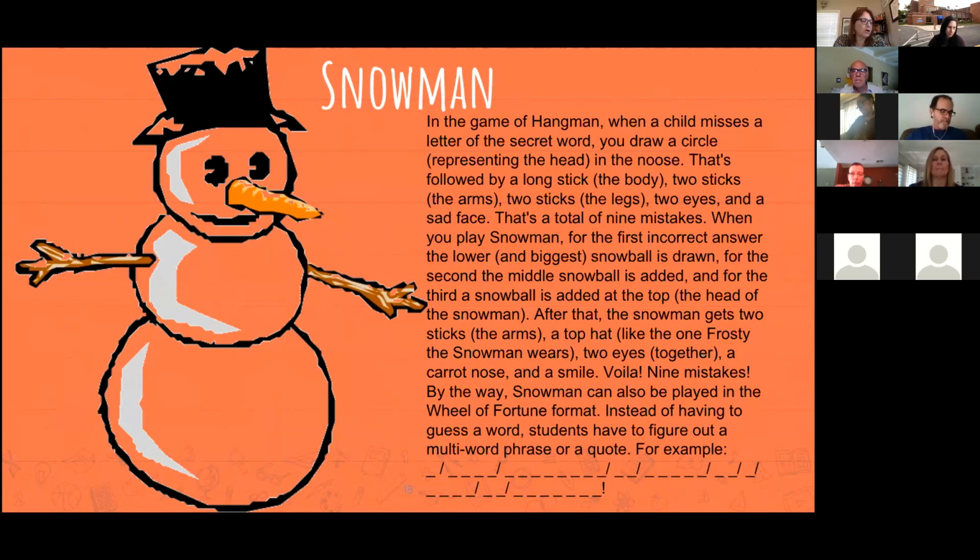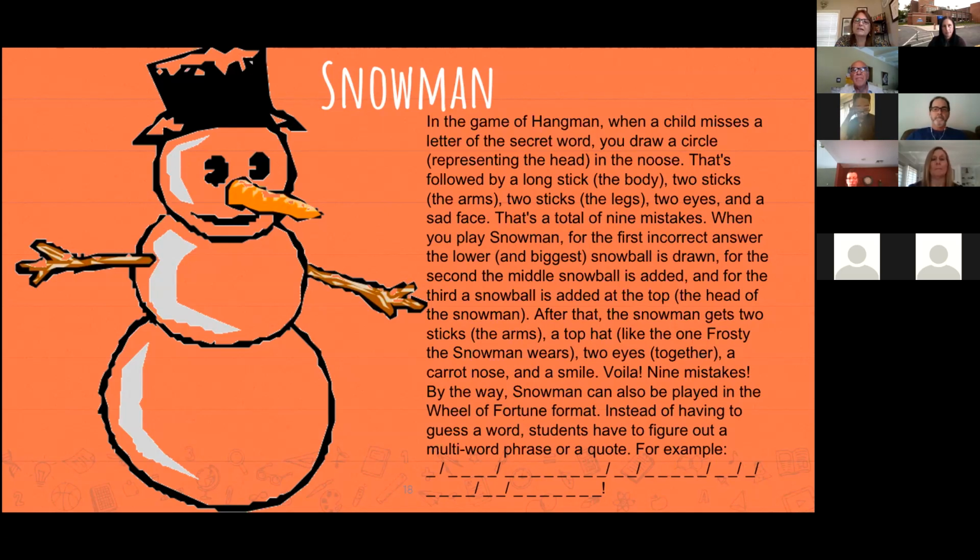Lynching was a dark and terrible part of our country's history, and anything that evokes that awful time should be avoided at all costs. So in the game of Hangman, when a child misses a letter of the secret word, you draw a circle, and that represents the head in the noose, followed by a long stick, the body, 2 sticks for the arms and the legs, and 2 eyes and a sad face, and that's a total of 9 mistakes. Same thing with Snowman.